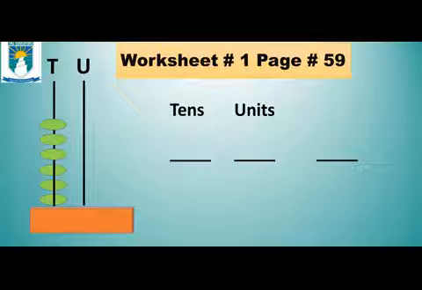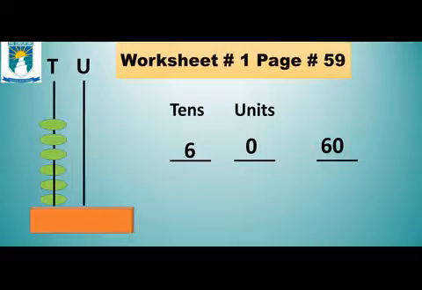My dear students, now tell me how many tens and how many units we have. You can see in tens position we have 6 beads. Count them. 1, 2, 3, 4, 5, 6. So we will write 6 in tens place. Now count the beads in units position. You can see there is no bead at units position. So we will write 0 in units place. It means 6 tens and 0 units make 60.